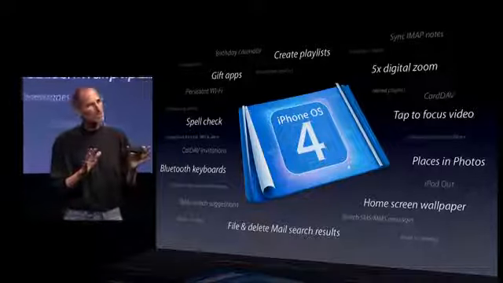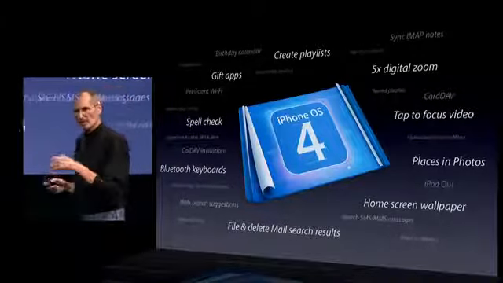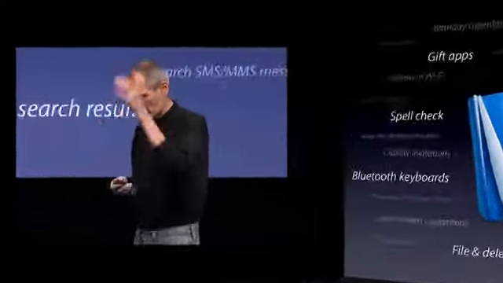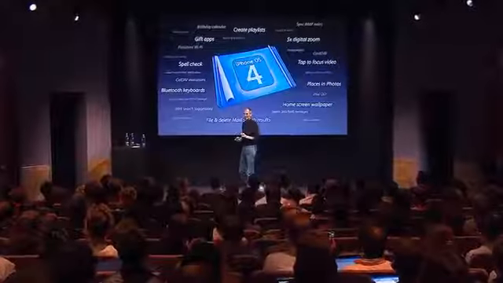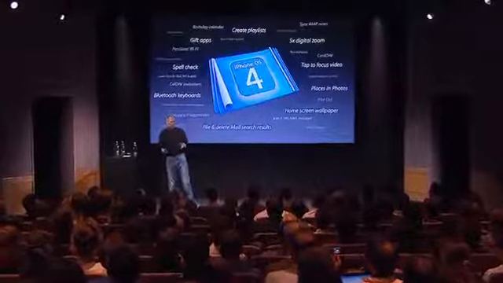You can use Bluetooth keyboards, and we've added a spell checker, which is really nice. If you misspell a word, it'll underline it. You just tap it, and it'll give you what it thinks you might have wanted to type. You can gift apps. This has been a big request too. So you can buy an app and gift it to somebody right from your phone.